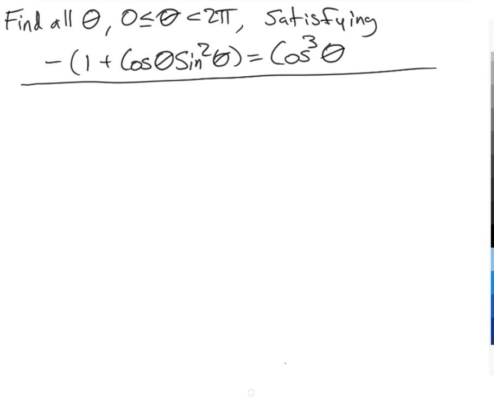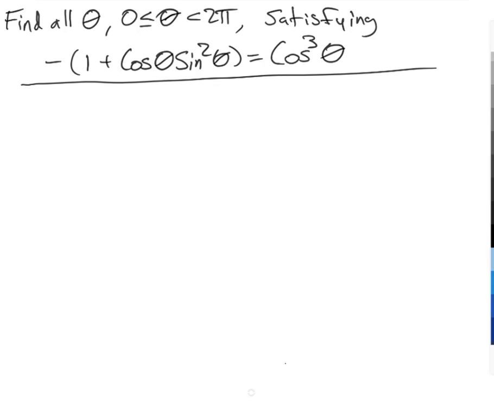Hello everyone. Today's video is a second example of solving trig equations. For our problem, we must find all theta between 0 and 2 pi, satisfying -1 times (1 plus cosine theta) times sine squared theta is equal to cosine cubed theta.